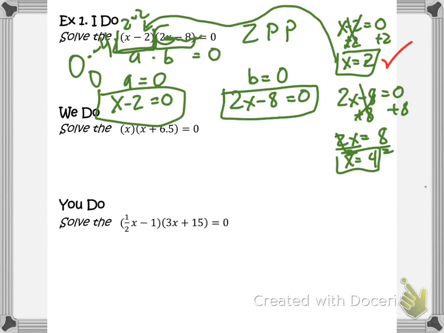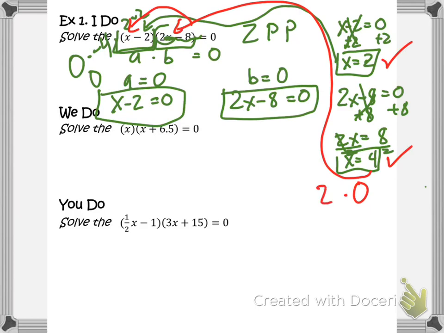And I bet you if I plug in 4, plug it into this x. But remember, when you plug in, you have to plug it into both x. So I have 2 times 4 is 8. 8 minus 8 is 0. And on the first one, 4 minus 2 is 2. So 2 times 0 equals 0. So both answers, x equals 2 and x equals 4, are the correct answer.